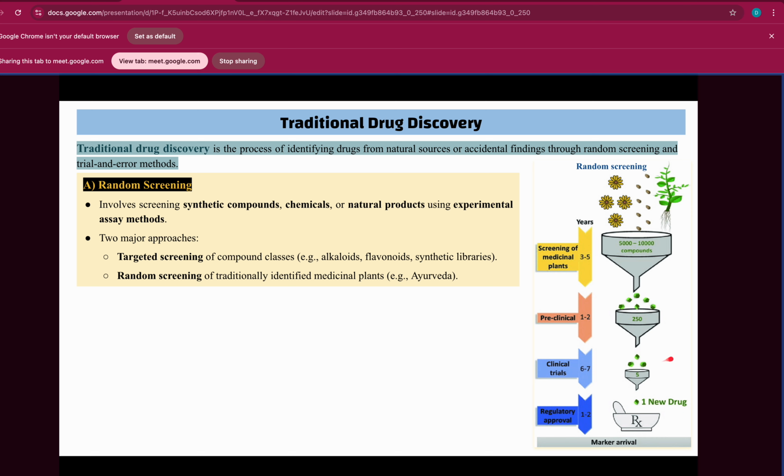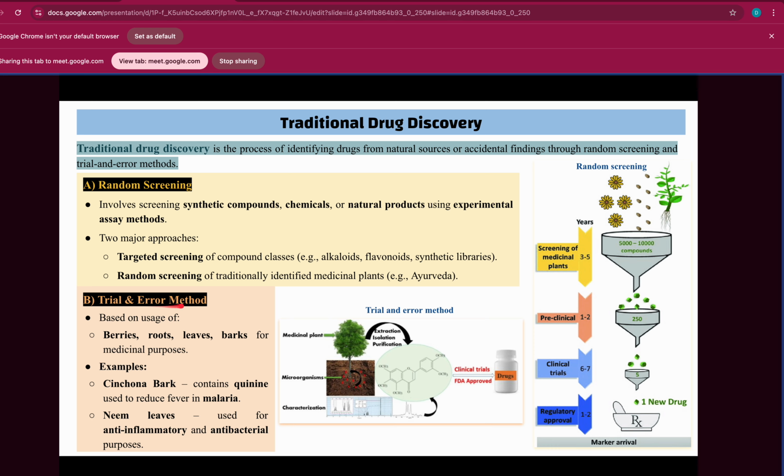So these numbers are not fixed numbers, this is just an estimate of how, at each step, the number of compounds keeps on decreasing, because we are trying to improve the activity and all these are filtered out. So this is the random screening. Next thing is the trial and error method.